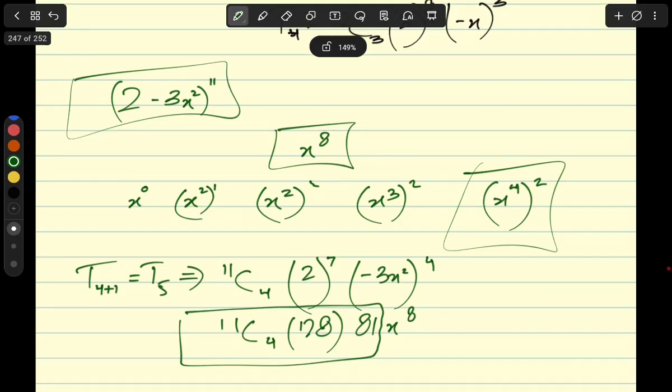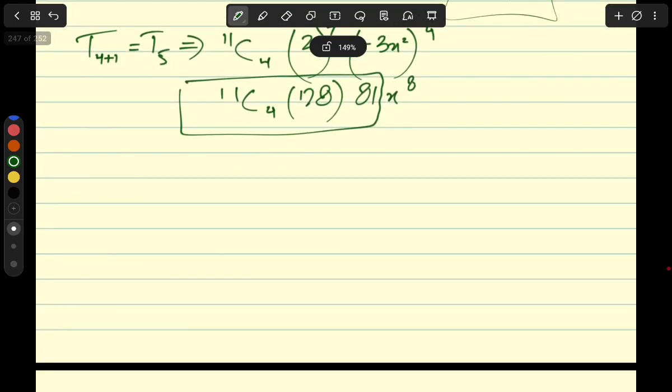So why do students fear this chapter, right? Because Cambridge changes one thing. Instead of asking positive powers, they ask negative powers. So what if you were given 1 minus 2x to the power of negative 3?